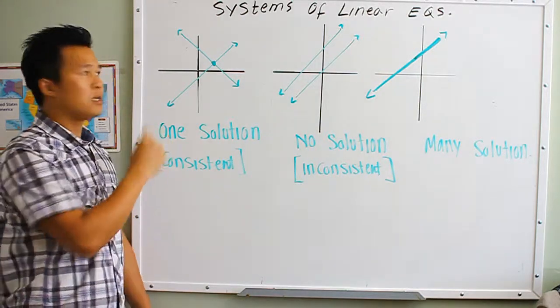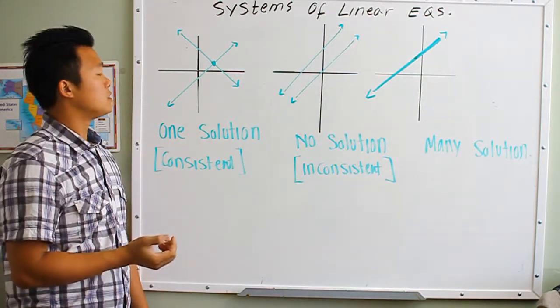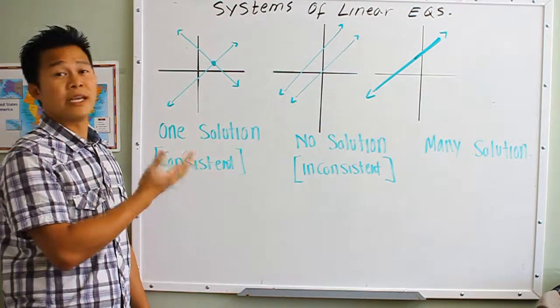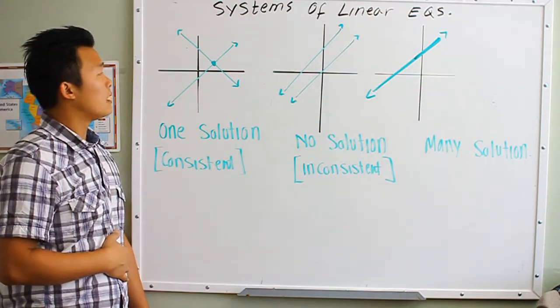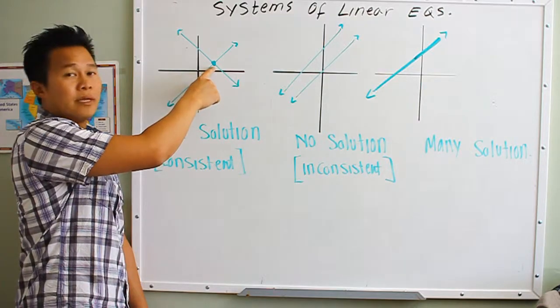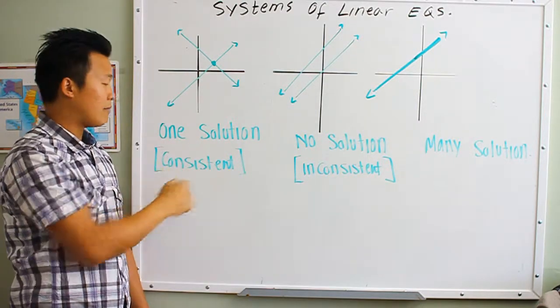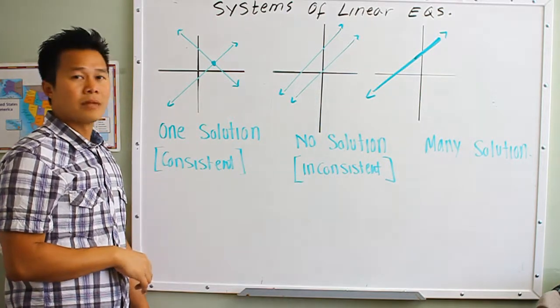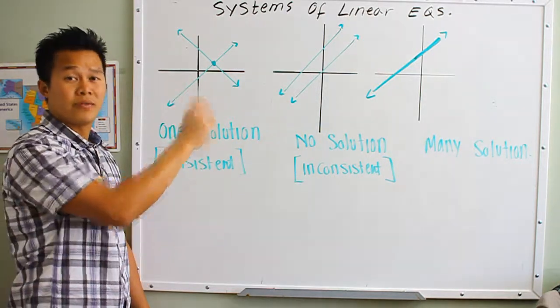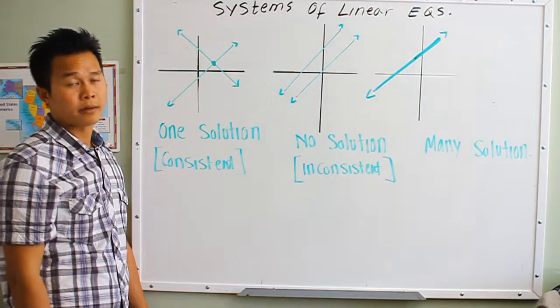graphically. Each equation represents a line, so our goal is to find the intersection of the two lines. When the two lines intersect at one point, we say the system has one solution. Sometimes that's referred to as consistent. And our goal is to find that point of intersection, which is referred to as an ordered pair.